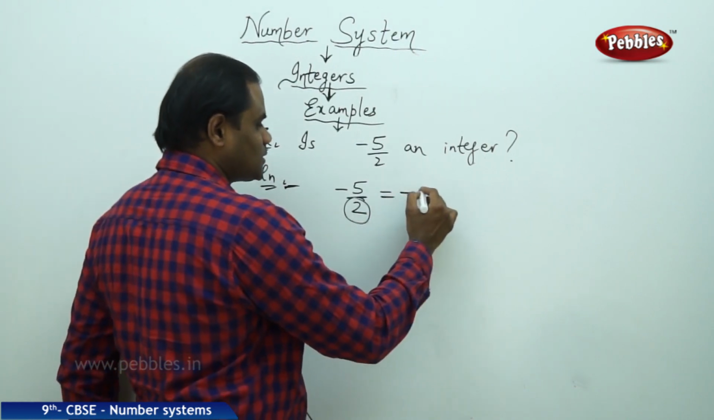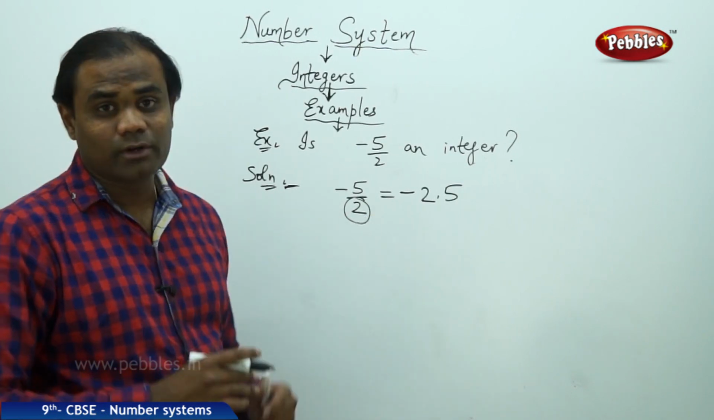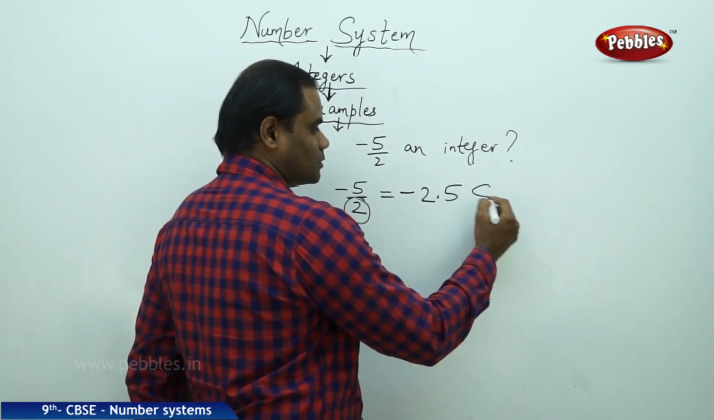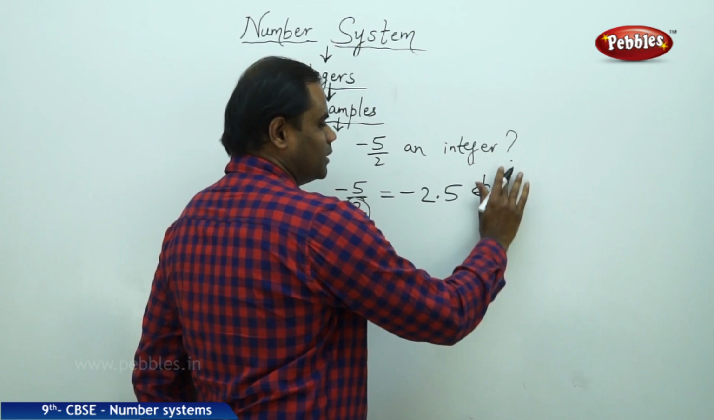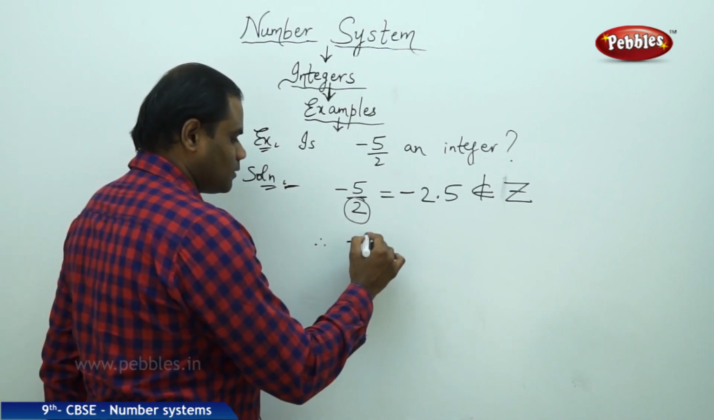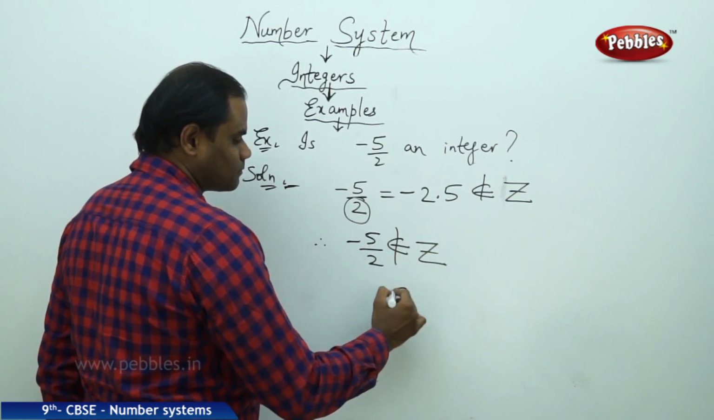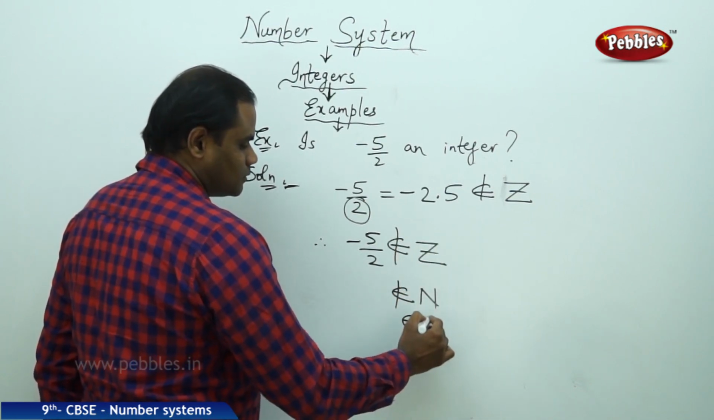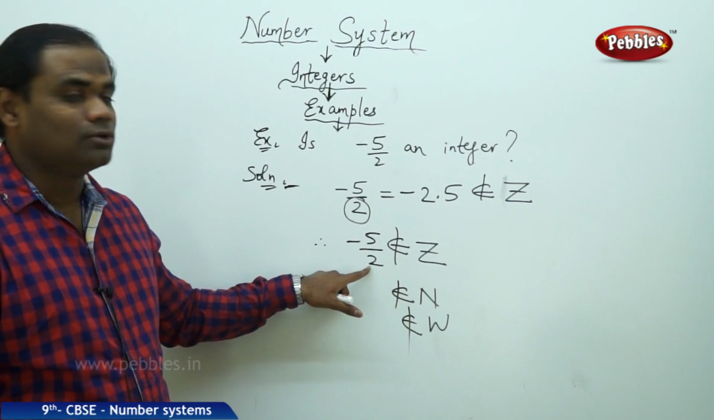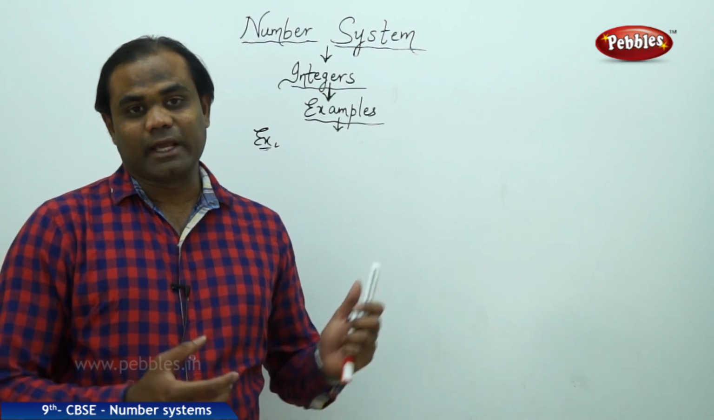And therefore this can be expressed only as a decimal form but cannot be expressed as a non-decimal form with the denominator 1, and therefore this is clearly not an integer, or a natural number or a whole number. So the outcome is minus 5 by 2 is not an integer, is not a natural number, is not a whole number, because we don't have this with 1 in the denominator. Let's try to identify with a different example.